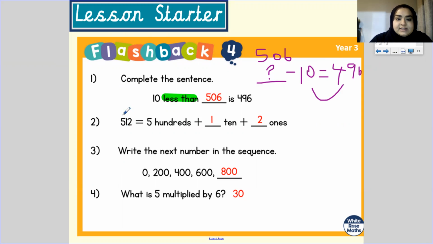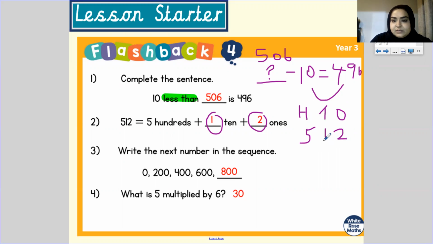Number 2 says 512 equals 5 hundreds plus 1 ten and 2 ones. So you should have used your place value knowledge for this. If I do my place value grid here, 100s, 10s and 1s, and I write down 512, then I know that there's 1 ten and 2 ones. Okay, well done if you got that correct.